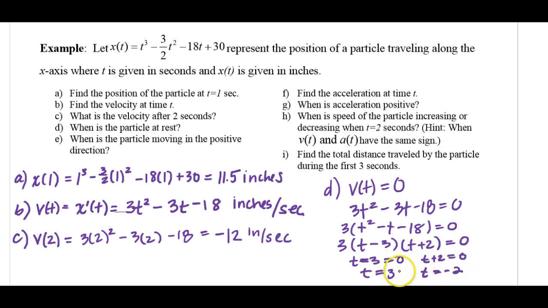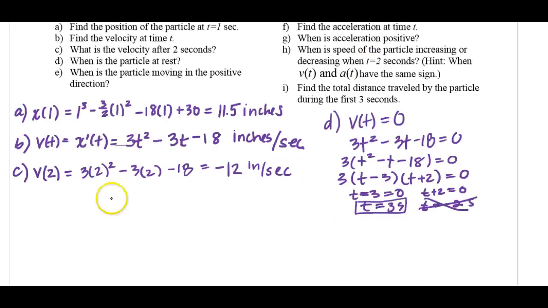Now let's keep in mind the units here are in seconds, so one of these should very obviously not make sense, which is t equals negative 2, because I can't have negative time. So this is not an answer. So I wouldn't take the absolute value of it. I would just ignore it entirely. I cannot have negative time. So in answer to when is the particle at rest, the particle is at rest at t equals 3 seconds. So at 3 seconds, the particle is at rest.